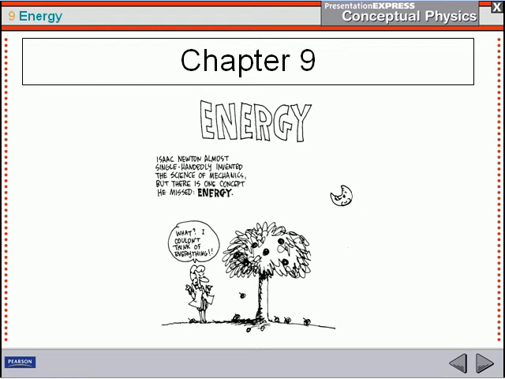This is the Chapter 9 podcast on energy, and this is a very long chapter. I think there's about 10 sections in it, so let's get started. This first slide talks about Newton, and one of the things that Newton actually missed was energy. He didn't quite get it. He got his 3 laws of motion, but missed energy.